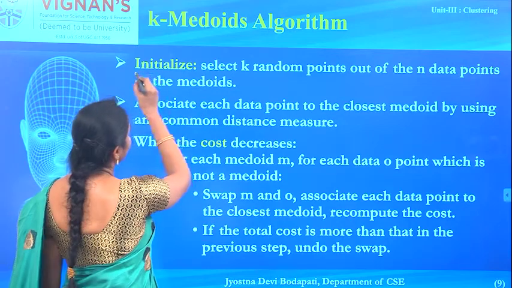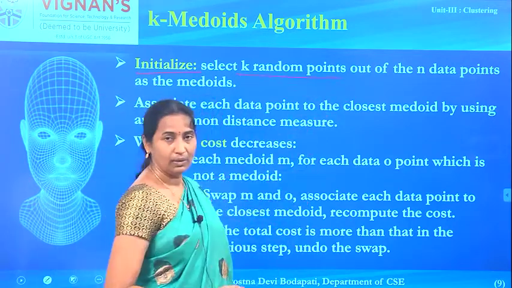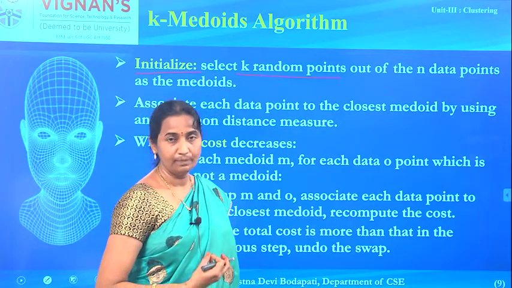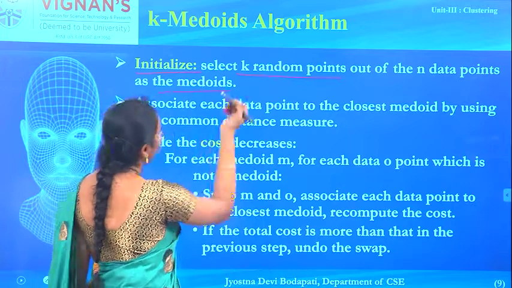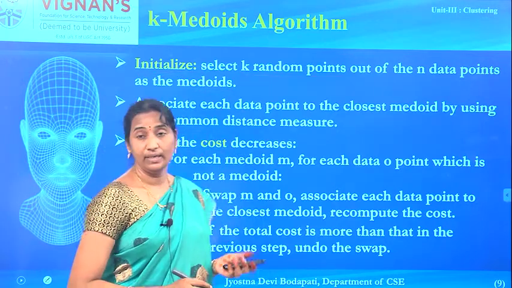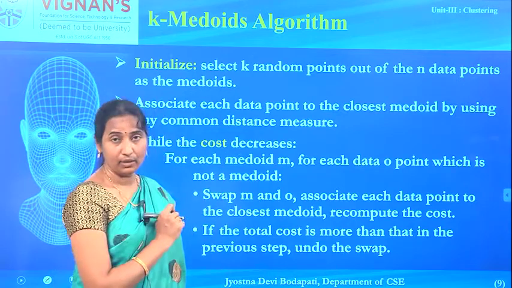So we select k random points, similar to the K-means clustering. We select k data points from the input data as the initial Medoids. So now let's see the working of the K-Medoids algorithm.